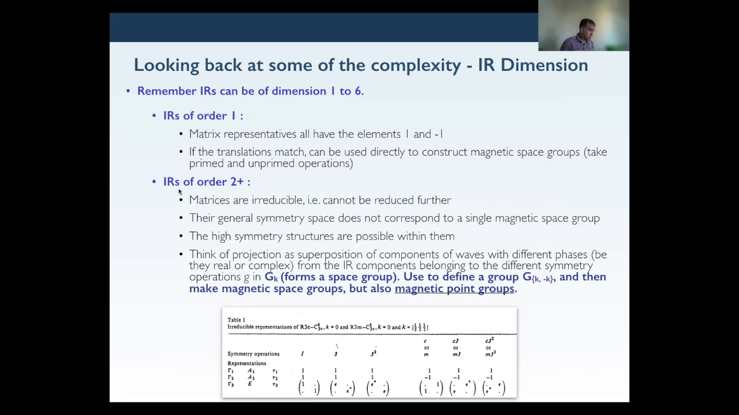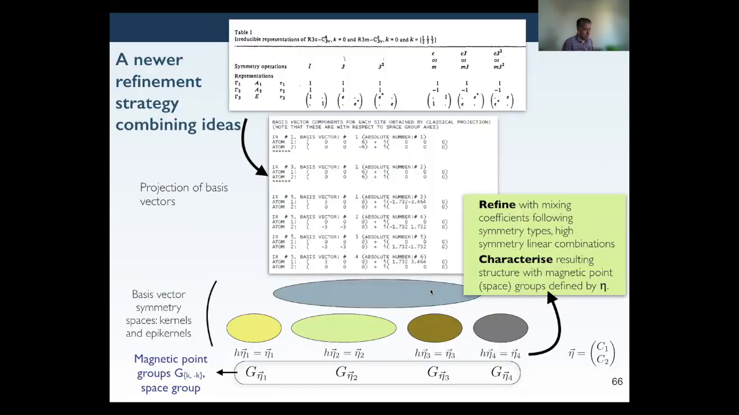If we have irreducible representations of order 2 or greater, these matrices are irreducible. They can't be reduced any further. Together, they create a generalized symmetry space that doesn't necessarily correspond to a single magnetic space group. It could be that higher symmetry structures are possible within this overall symmetry space. These high symmetry structures can be defined using magnetic point groups or magnetic space groups. Starting to pull these ideas together, making a more general bridge using different tools of representation theory.